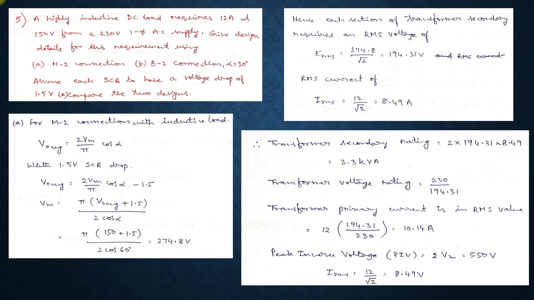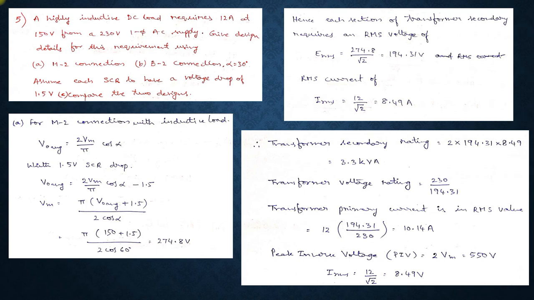This might be studied in your transformers class. V1 by V2 is equal to I2 by I1. Understood? So based on that, it has come. Coming to peak inverse voltage, it is 2 Vm. This part we have already seen. So in midpoint connection, the peak inverse voltage is 2 Vm, which is equal to 550 volt.